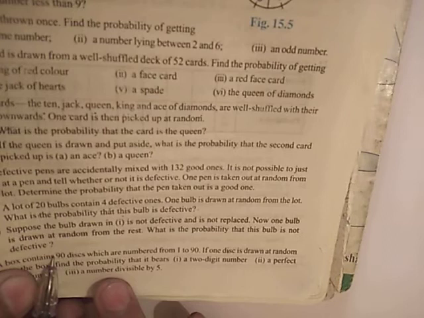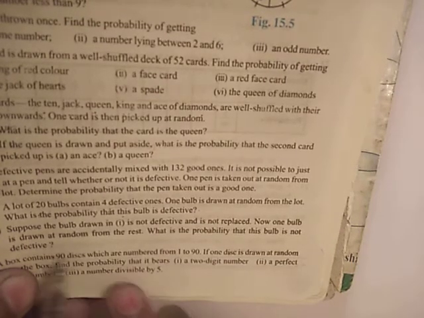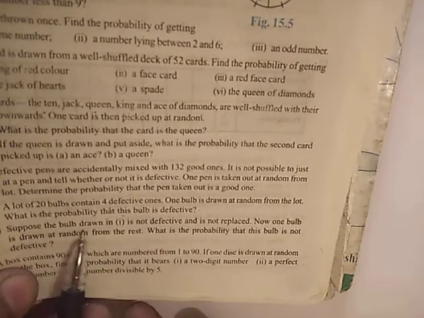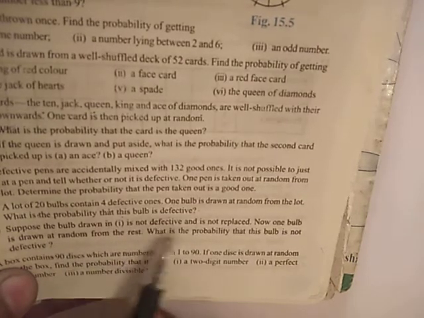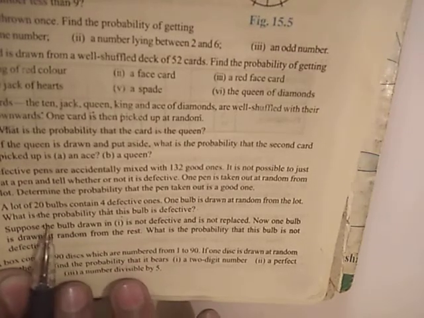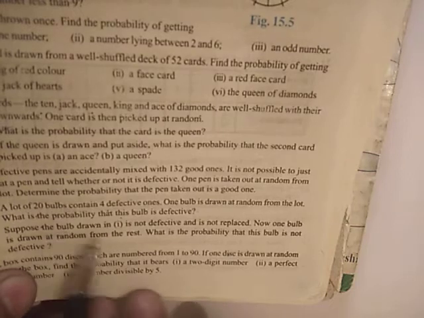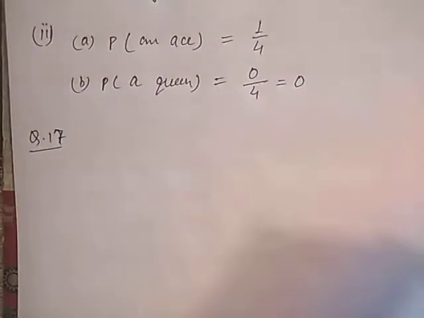So it will again be not defective, meaning suppose a bulb drawn first is not defective. So what is the probability that the bulb is not defective? There are 15 bulbs which are not defective left in the lot. So we can write 15/19. So let us do this question.